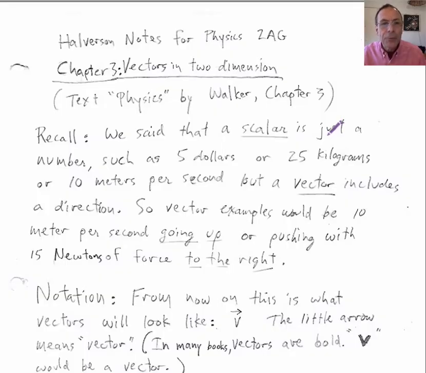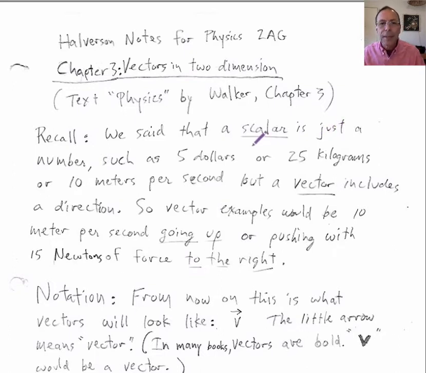And for those of you who are just joining us, we are using this physics book here. It's the fourth edition of Physics by James A. Walker, and we're just covering volume 1 in this Physics 2AG class. Today we're working on chapter 3, vectors.